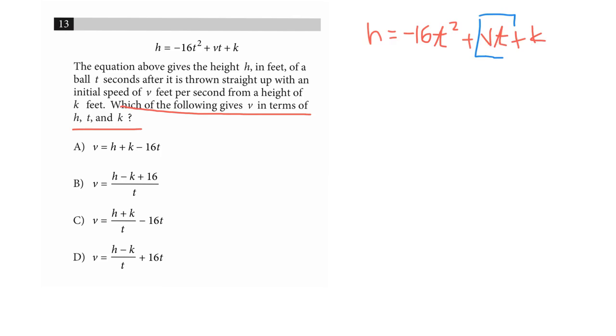What do we have to get rid of? Well, clearly we have to get rid of this. We have to get rid of that. So I'm going to add 16t squared to both sides in order to get rid of this. And I'm going to subtract k from both sides in order to get rid of the k. I'm going to do those in one shot right now, just to save time. Now, could you do these steps separately? Sure, you could do these steps separately.